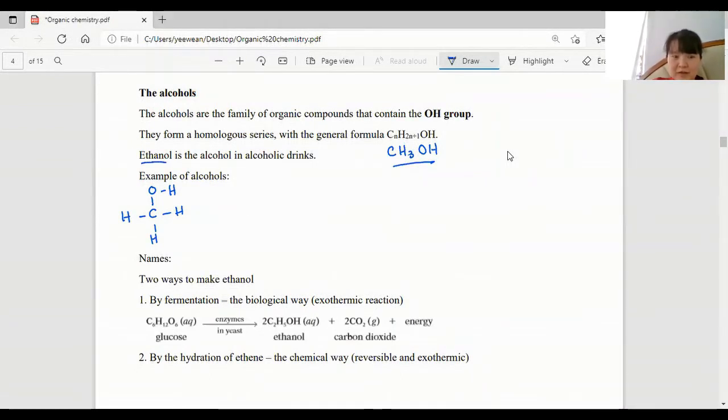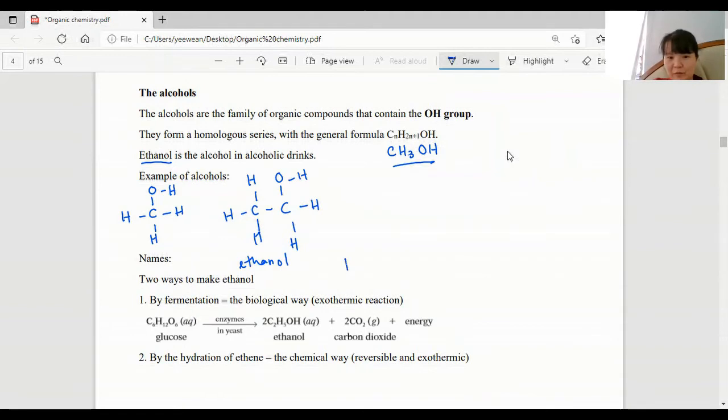Next, ethanol, that's an alcohol with 2 carbons. That's a very common alcohol in alcoholic drinks. That is an alcohol with 2 carbons. I'm going to draw it here. This is ethanol.